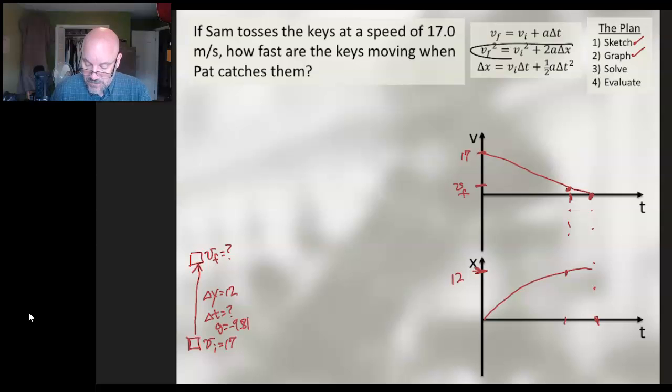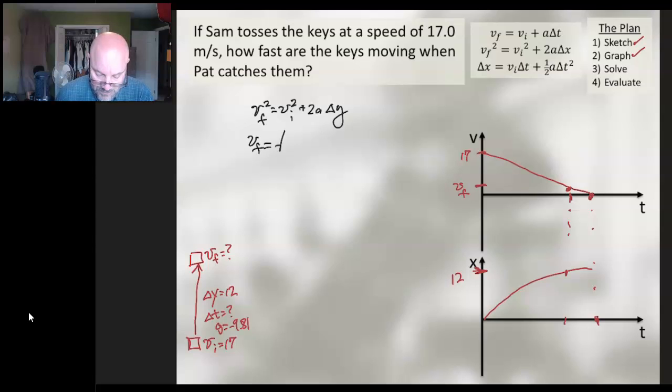Like I was saying, Bumblebee is a great candidate this time around. So we'll have V final squared equals V initial squared plus 2A delta Y, since it's vertical. And, oh, look at that. We don't really have to do anything. We'll take the square root of everything. So our final velocity is the square root of VI squared plus 2A delta Y, like this.